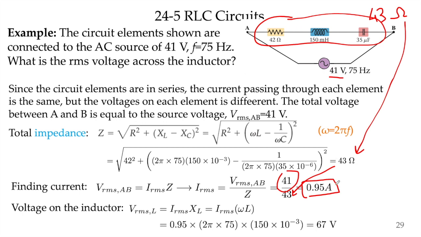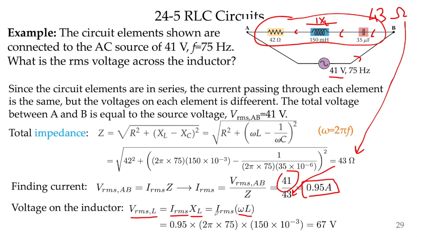Now, this current is actually going through all the circuit elements. It's the same for all. Even though we calculated that current from the whole circuit, it's also the current that passes through each element, right? Okay, so if I know the current, and I multiply by XL here, it's going to give me the voltage, right? So that's what I'm going to do here. VRMS L will be the current RMS times the inductive reactance XL, and inductive reactance is omega times L.